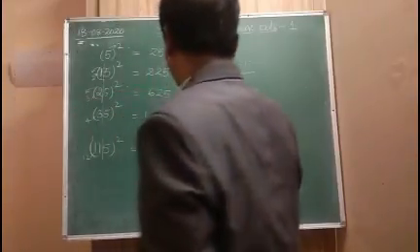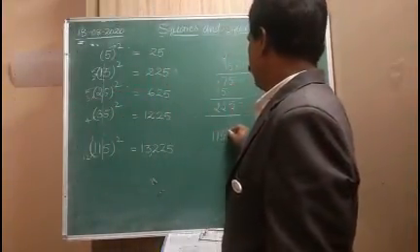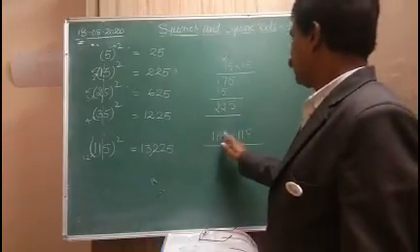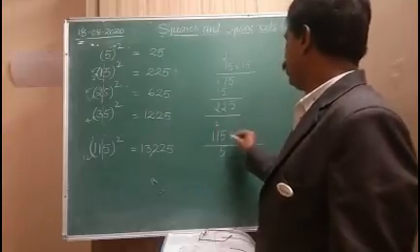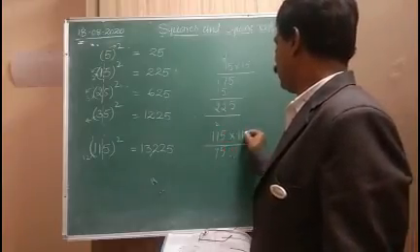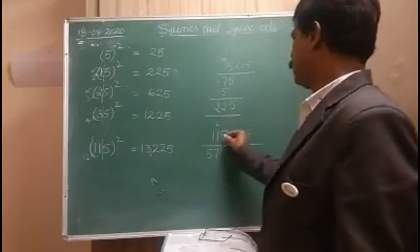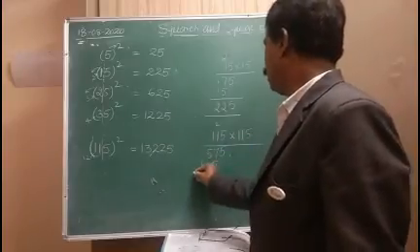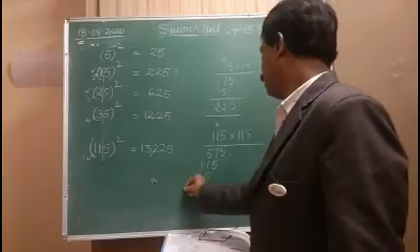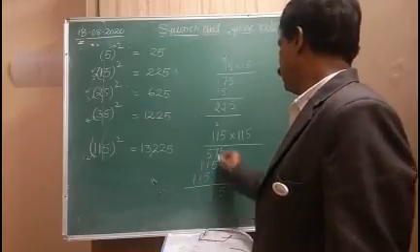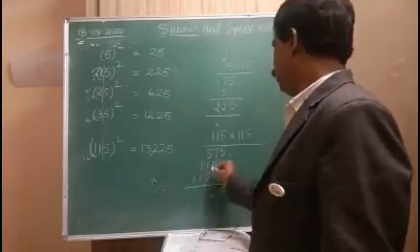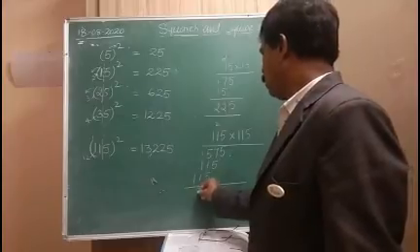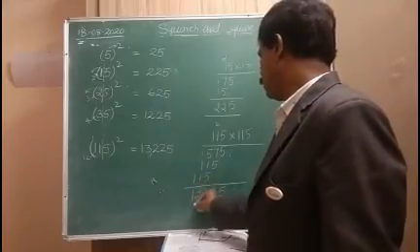Understood? Now check this. 115 into 115. Now 5 5s are 25. Carry 2. 5 ones are 5 plus 2, 7. 5 ones are 5. Next 115 ones are 115. Again 115 ones are 115. Now adding this. 5. 7 plus 5 is 12. 1. 10 plus 1, 11 plus 1, 12. 1. 1 plus 1 plus 1 plus 1 is this.